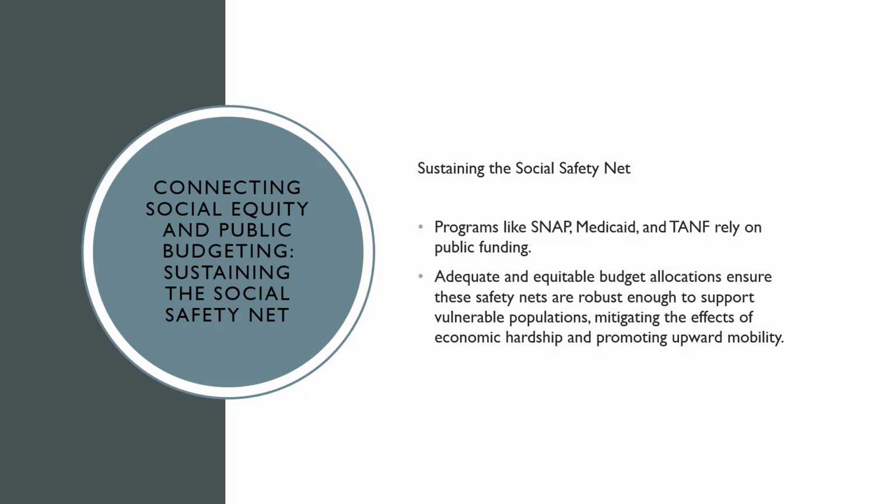Social equity and public budgeting are connected through sustaining the social safety net. Programs like SNAP, Medicaid, and TANF rely on public funding. And there's much evidence to support, again, SNAP specifically, that it has positive impacts over time. Adequate and equitable budget allocations ensure that safety nets are robust enough to support vulnerable populations, mitigating the effects of economic hardship and promoting upward mobility.